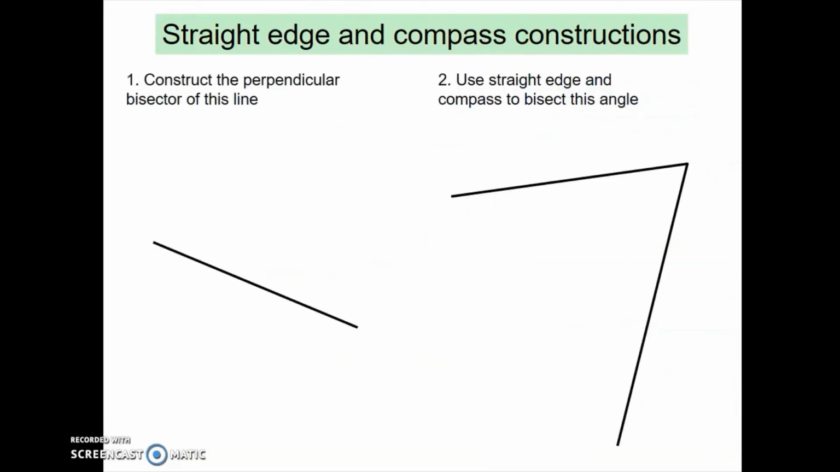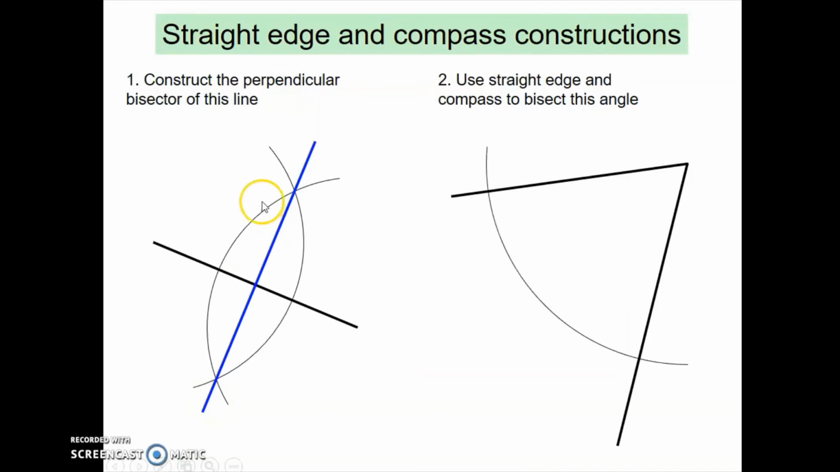Okay, just going to do two more examples for you. So I'm going to construct the perpendicular bisector of this line, and then I'm going to construct the angle bisector of this angle. Question 1. First arc looks like that because I've placed my compass at this point. Then I move my compass over to this point and draw in my second arc. They should cross above the line and cross below the line. Then I use my straight edge or ruler to join the 2 points up, and that creates my perpendicular bisector.